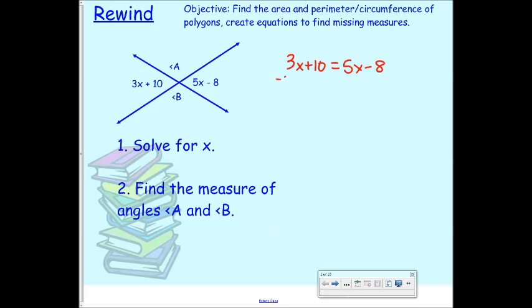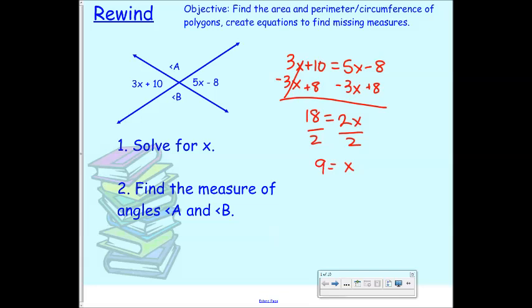So I'll subtract 3x, and then I subtract it over here. What do I do with this 8? Move it over. So I add 8, and then I add it to the 10. Okay, so that gives me what over here? 18 equals, good. So then how do I finish? Perfect. There you go. X equals 9. So that's the first part, x equals 9.